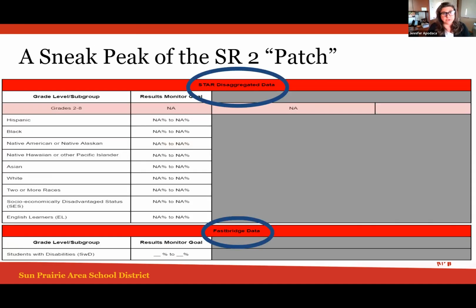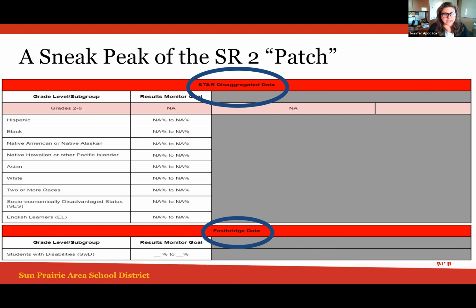This was a really good move for our students and a really good move for our teachers. This move does require a slight patch to how we report this data on our SR2s for literacy and for numeracy. This patch was originally shared with the board last June.